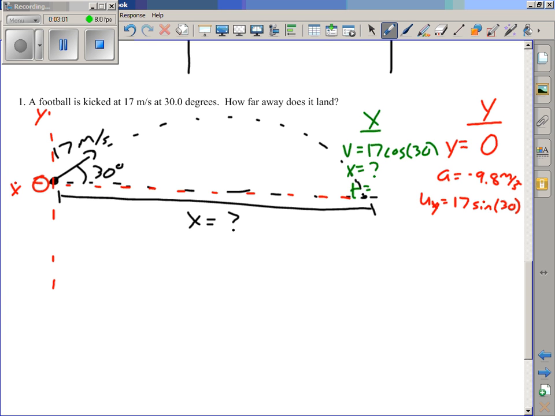Uy, please burn this into your head: y goes with sine, x goes with cosine. That'll be the only time in this class that things get backwards, but I'll set it up so it's not too backwards. Please remember that. Make that association. It makes these problems go so much faster because you're not having to figure out the components. You just do it.